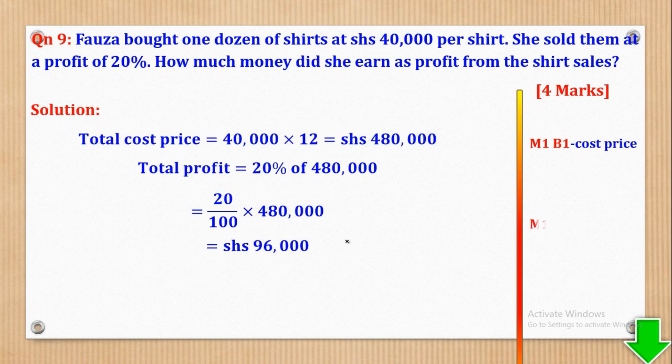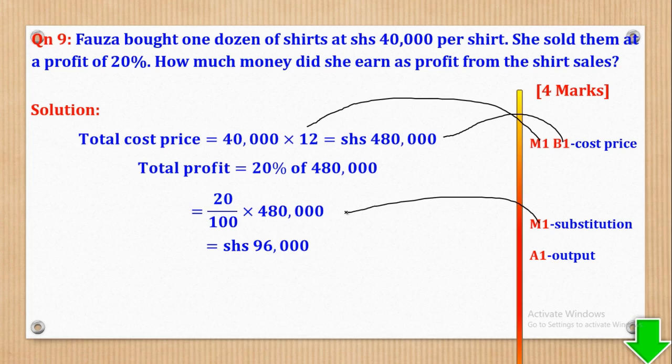So basically, that's what they wanted. Now let's see how marks can be awarded. So M1 for this multiplication, B1 for the cost price, M1 for this substitution, A1 for the output.